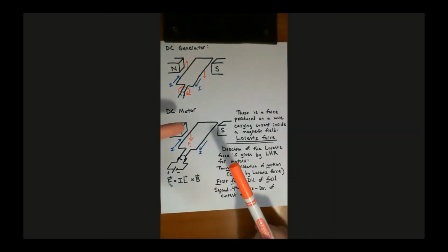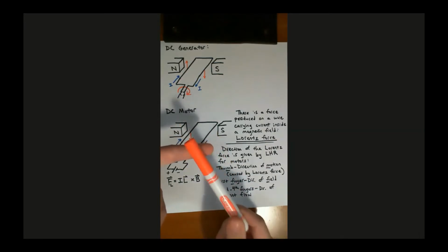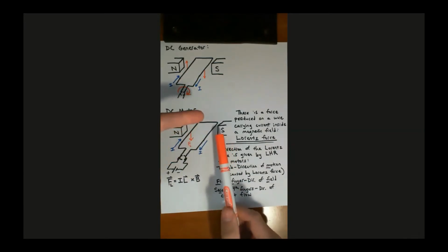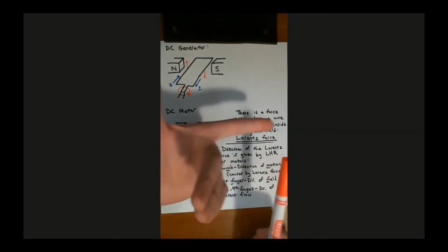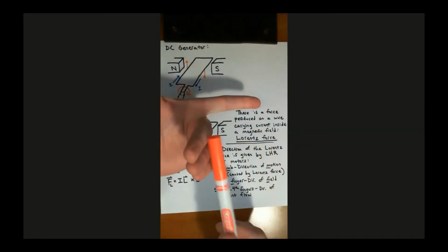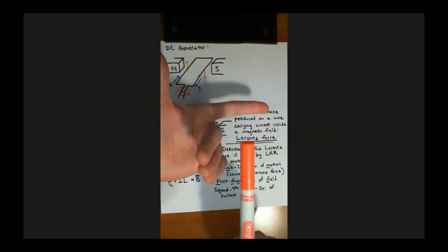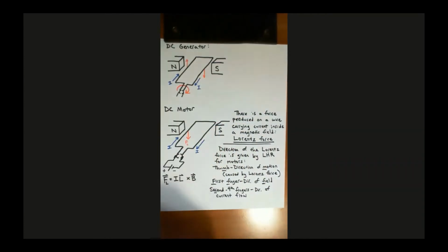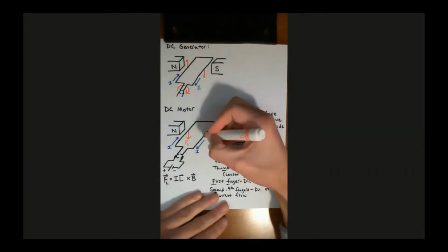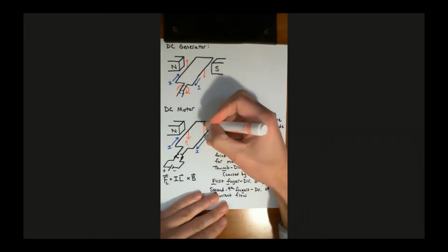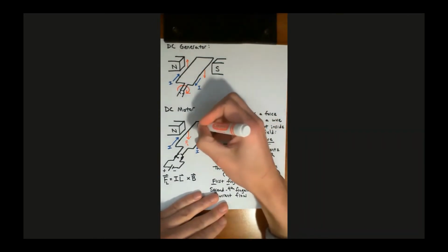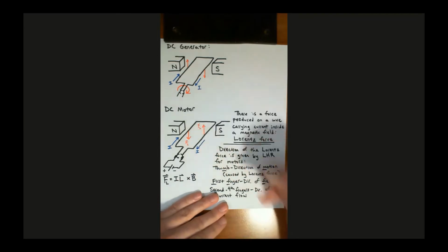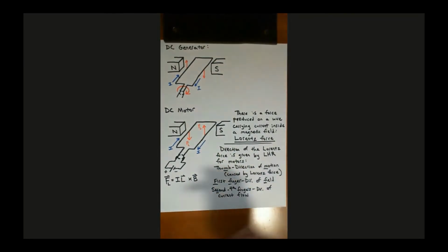Now let's do the same thing on the right side of the armature. My field is still pointing left to right, so my first finger points left to right. Now my current flow is coming out of the page, so I apply it like this. My second through fourth fingers are coming out of the page, and you can see my thumb is pointing up. So the Lorentz force on the right side of the armature is pointing up. So I have the forces aligned like this.